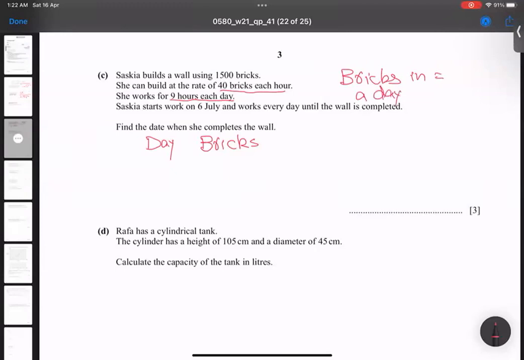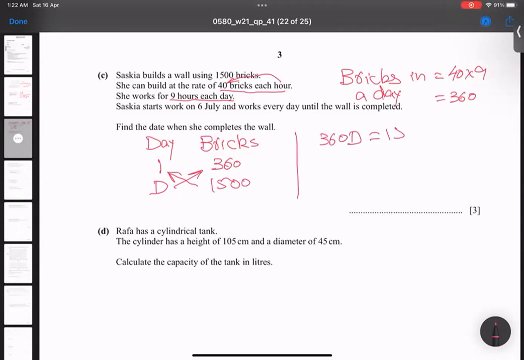In a day it equals 40, because in 1 hour it's 40. So in 9 hours, naturally 40 into 9. In 1 hour 40, in 2 hours 40 into 2, in 3 hours 40 into 3, and in 9 hours 40 into 9. So it becomes 360, which means 1 day is 360. Now I want to find how many days for 1500. Cross multiply, so it becomes 360D equals 1500.